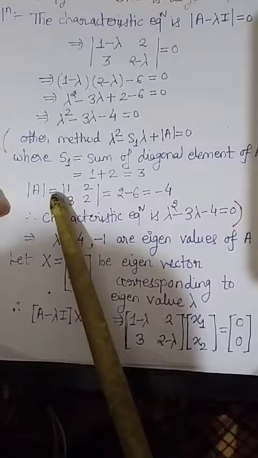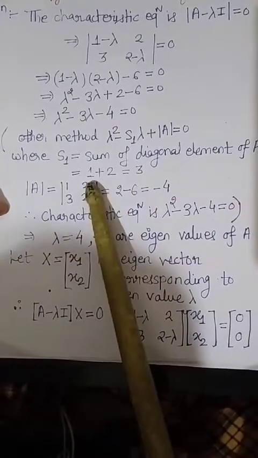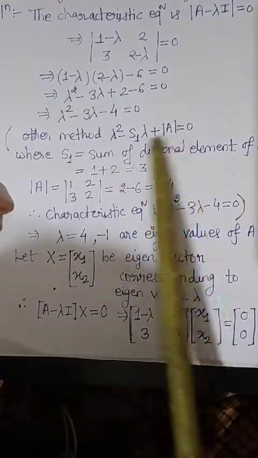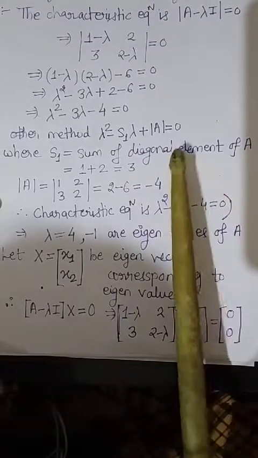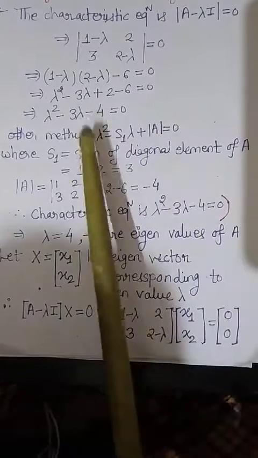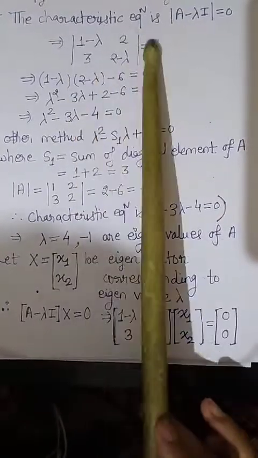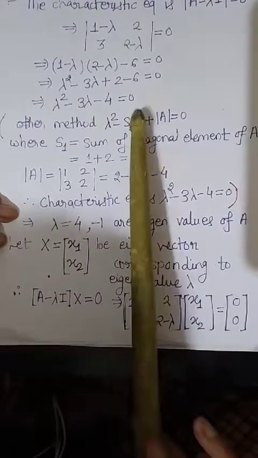Next we find the determinant of A. So solve this determinant: 1 into 2, 2, minus 3 into 2, 6. 2 minus 6, that is minus 4. So put the values over here. We get lambda square minus 3 lambda minus 4 equal to 0. So these are the two alternative ways to simplify this determinant. Okay. Now this is the characteristic equation.